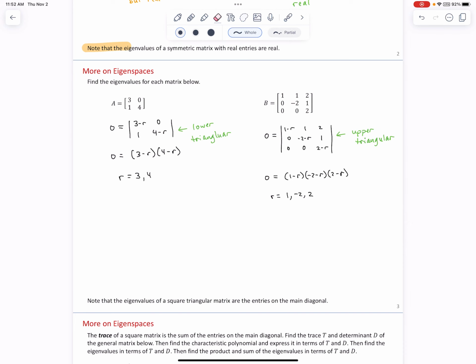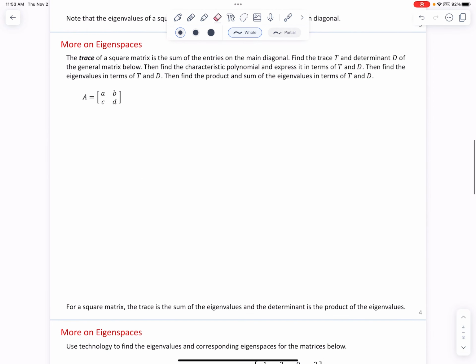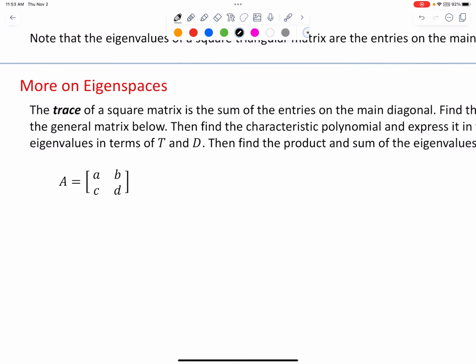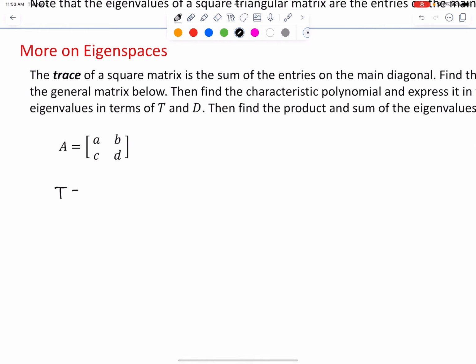Okay, let's move on to the next page. Now the trace of a square matrix is the sum of the entries on the main diagonal. Find the trace, capital T, and determinant, capital D, of the general matrix below. And this is a 2 by 2 general matrix. So let's do that first. Capital T will stand for the trace. The trace is the sum of the entries on the main diagonal, so it's just a plus d. And for the determinant, we'll use our 2 by 2 crisscross method, a times d, and then minus b times c.